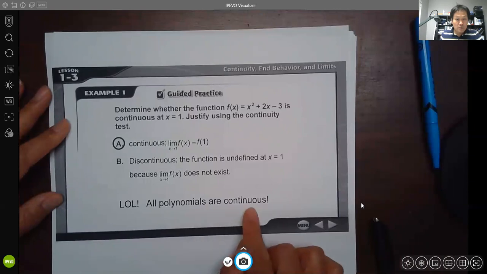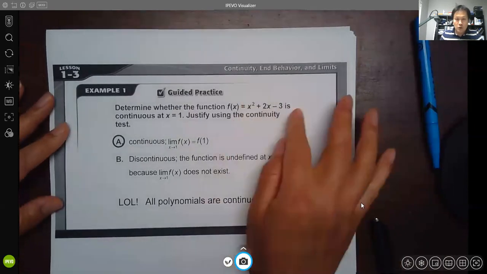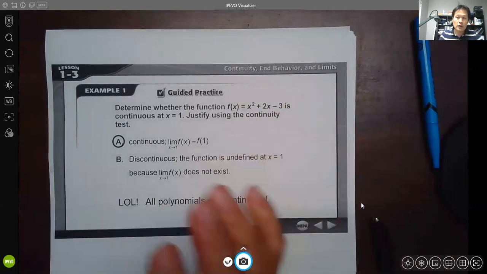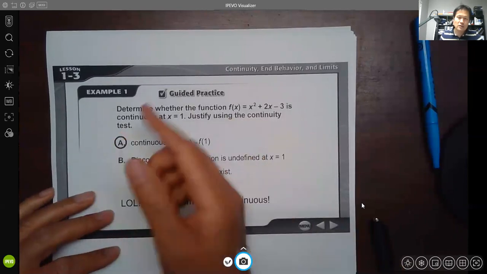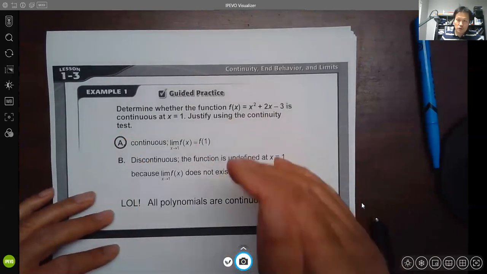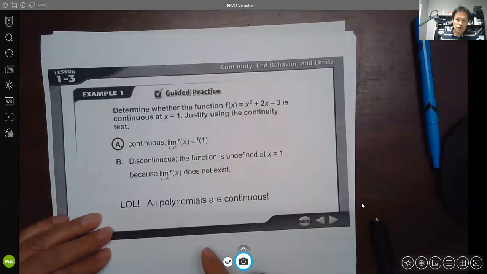All polynomials are continuous everywhere. So if you have a polynomial, then you can say it's continuous. But when I ask you for a continuity test, you have to do conditions 1, 2, 3, and that's what you have to do for the continuity test.